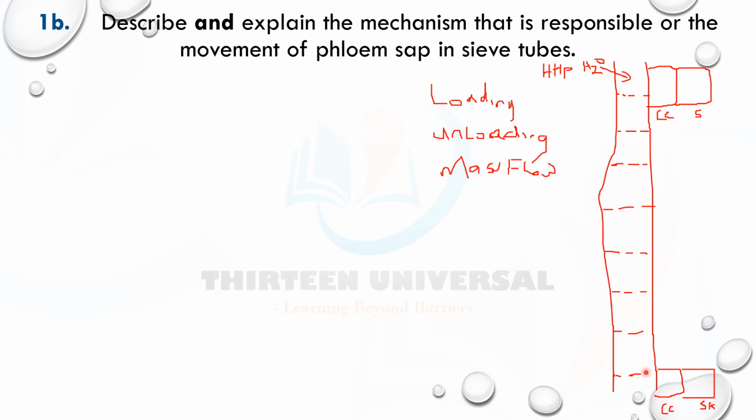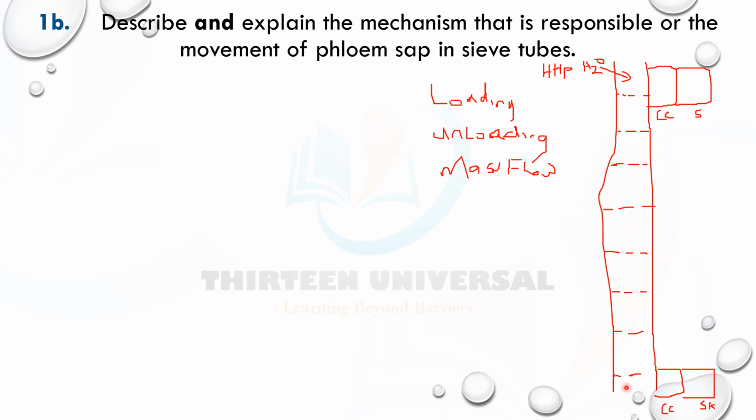Now at the sink here, sucrose is moving out. So when sucrose is unloaded, when it moves from the sieve tube into the companion cell, and then from companion cell to sink cell, because sucrose has moved out, the water potential here increases. Sucrose is a solute. When you remove a solute, water potential will increase. So water potential here, guys, watch this, increases.